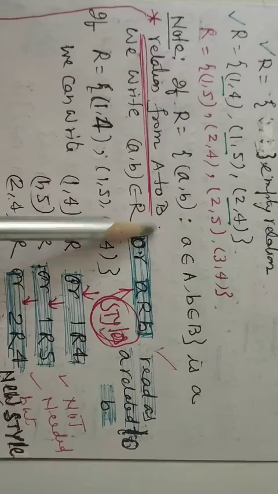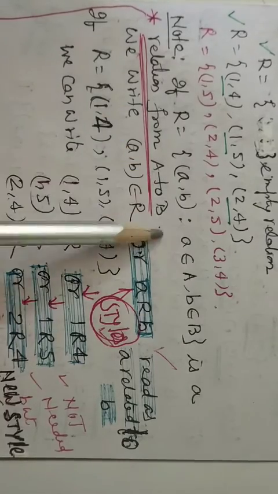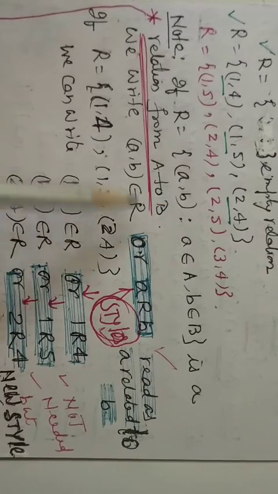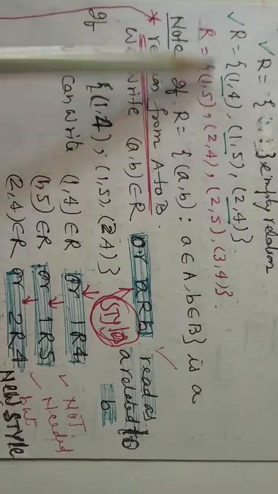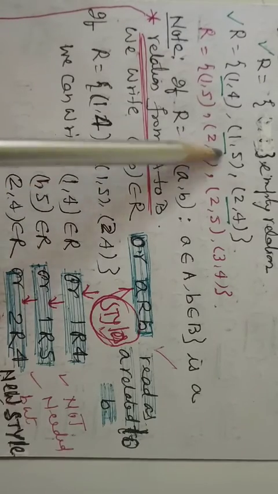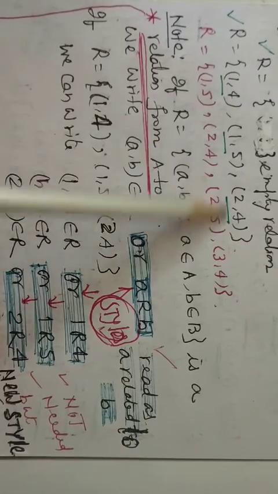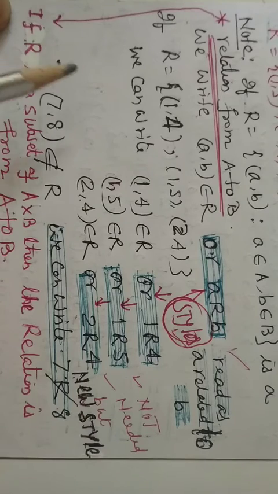This is called a relation from A to B if two sets are given. Now AB, we write AB is a member of the relation. So here in the question, 1 4 is a member of R, 1 5 is a member of R, 2 4 is a member of R. So we can write all these, but 7 8 is not a member of R. If R is a subset of A cross B, then it is a relation from A to B, as already told earlier.